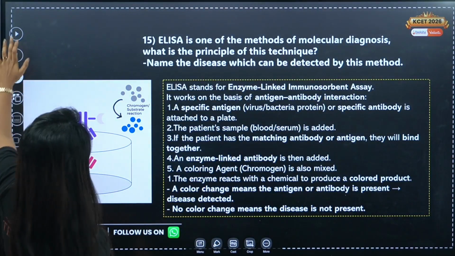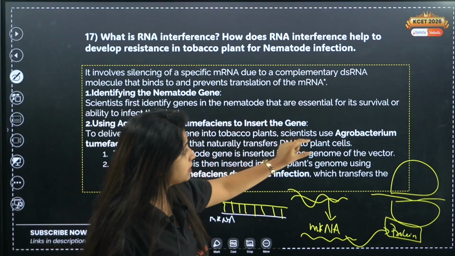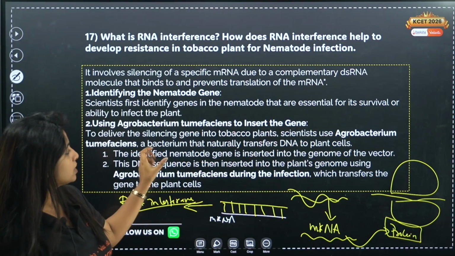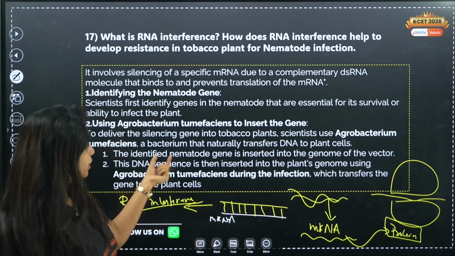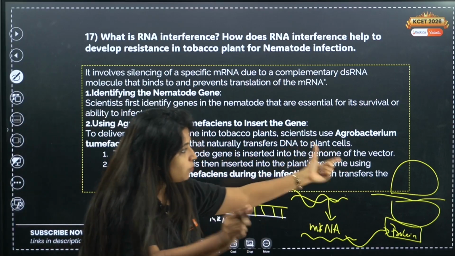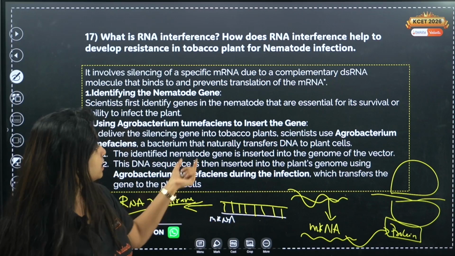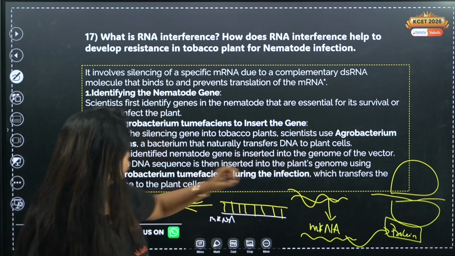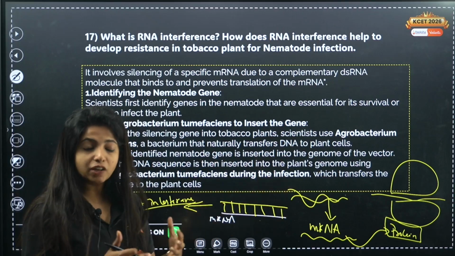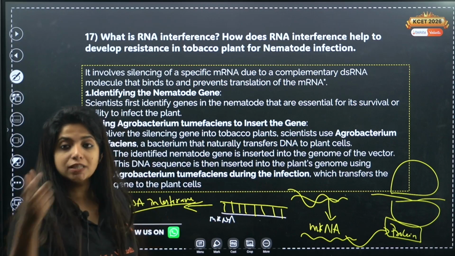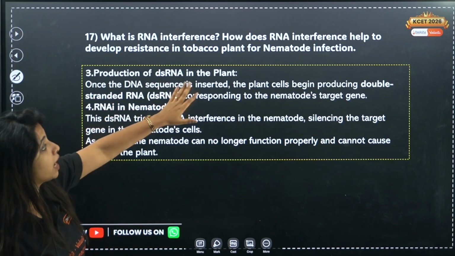So over here, where are we? Here. To deliver the silencing gene into tobacco plants, scientists use Agrobacterium tumefaciens, a bacterium that naturally transfers DNA into the plant cells. So the identified nematode gene is inserted into the genome of the vector, that is Agrobacterium tumefaciens. Now what? This DNA sequence is then inserted into the plant's genome using the Agrobacterium tumefaciens during the infection. As Agrobacterium tumefaciens infects it, it transfers this gene to the plant cell. Now, what happens? Production of double-stranded RNA in the plant.